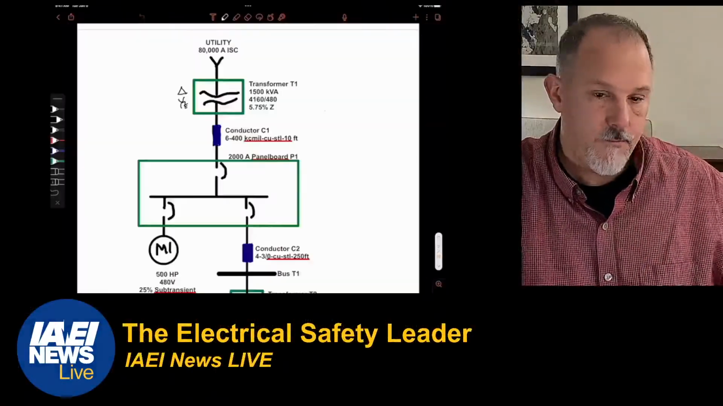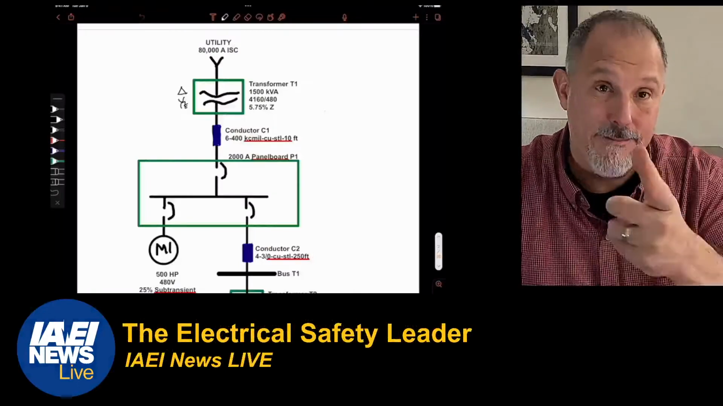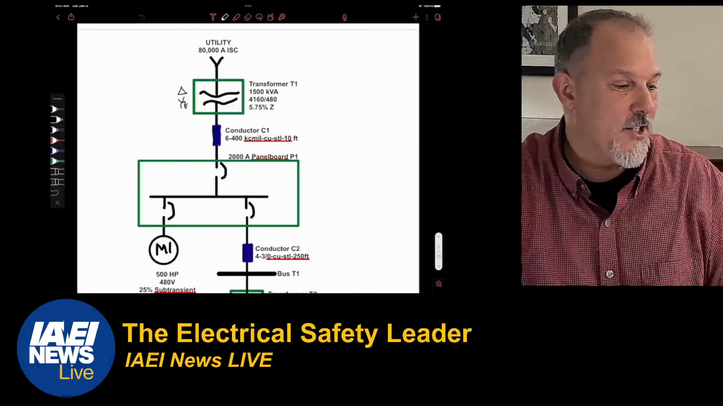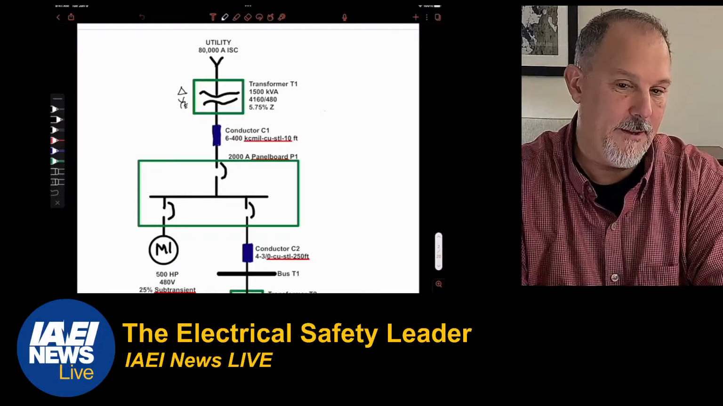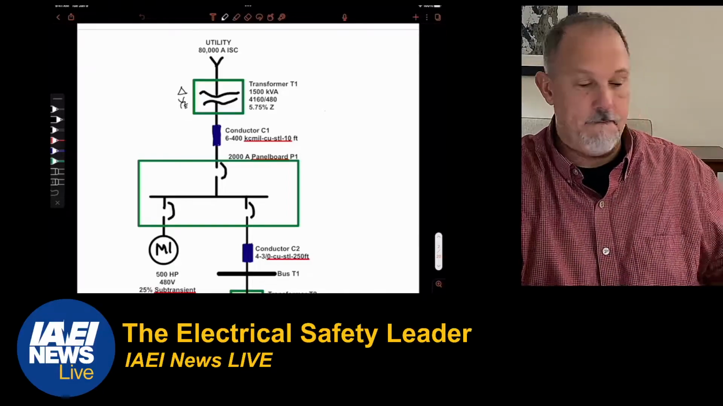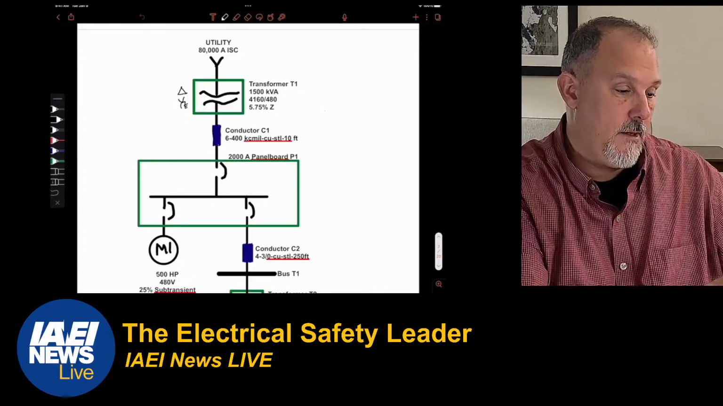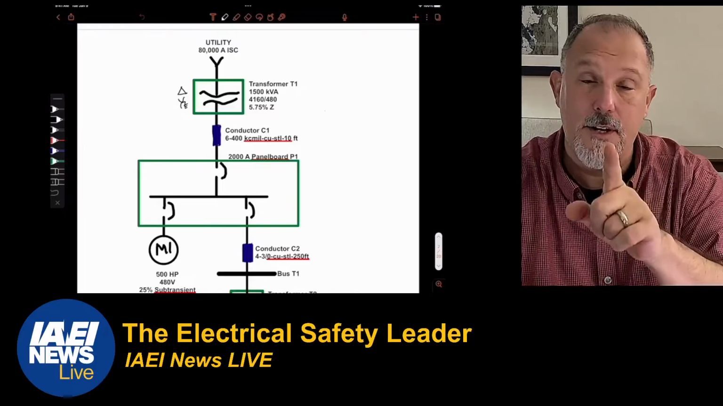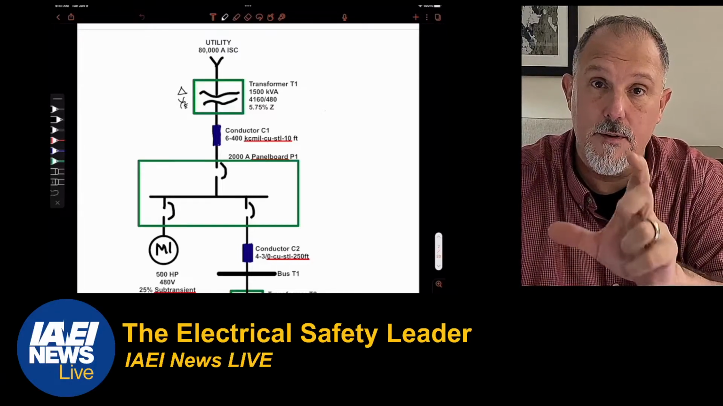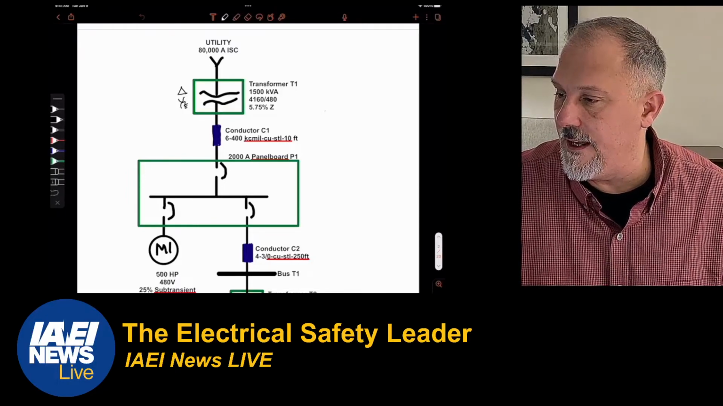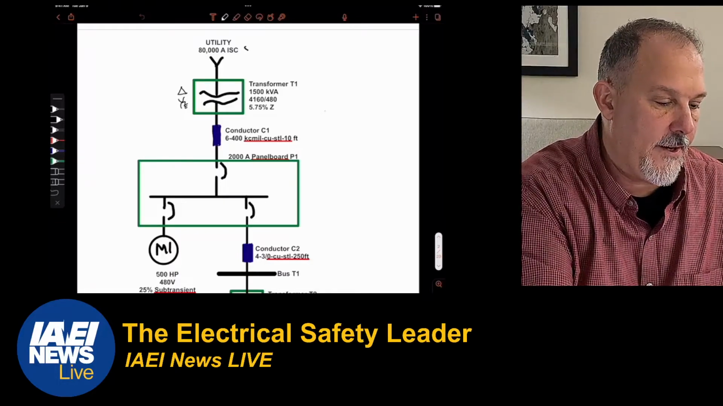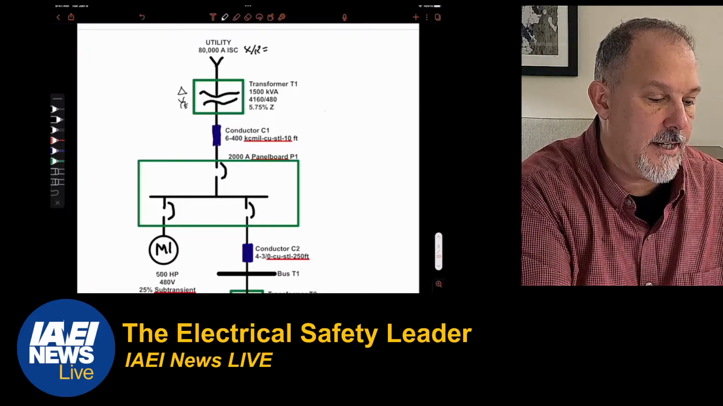All right, so where do we want to begin? Let's take a look at this. I did some homework for this one, so I made our little diagram a little better, I think. We have our utility, and we're going to model the utility. If I'm not mistaken, I gave the X to R ratio, and I don't have it here. X to R is equal to 12.